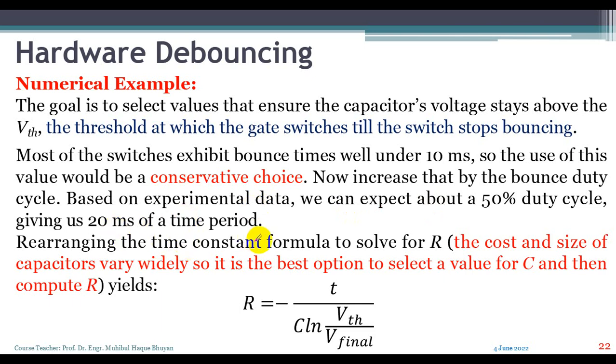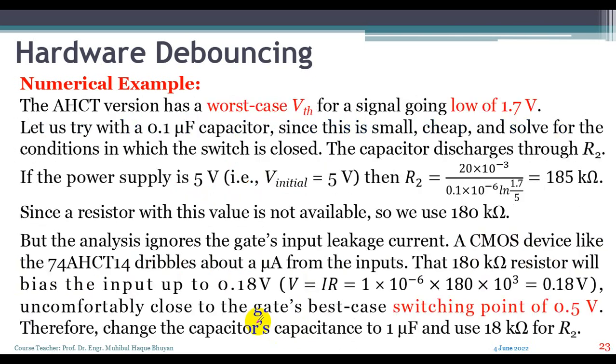Using the time constant formula to solve for R, the cost and size of capacitors vary widely, so it is best to select a value of C and then compute R. So first select the value of C and then compute R. We get the value of C and R. The AHCT version has a worst case V threshold for a signal going high to low of 1.74. Let us try with a 0.1 microfarad capacitor, since this is a small chip, and solve for the conditions in which the switch is closed.